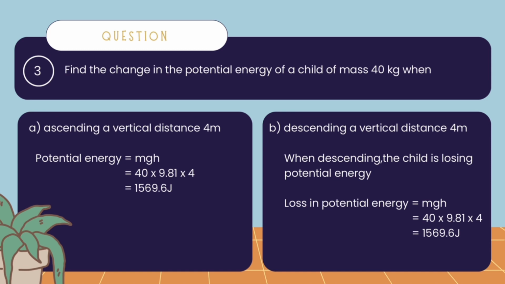Meanwhile, for B, the question wants us to find the potential energy of a child of mass 40 kg when descending a vertical distance of 4 meter. In the previous slide, I already mentioned that the potential energy will decrease when a body is lowered vertically. So, when descending, the child is losing potential energy. How do we calculate the loss in potential energy?